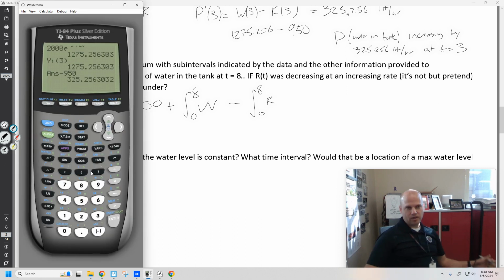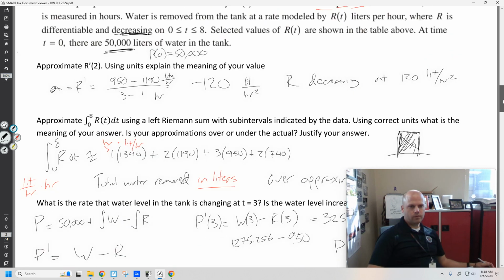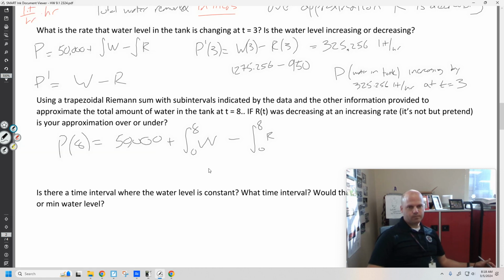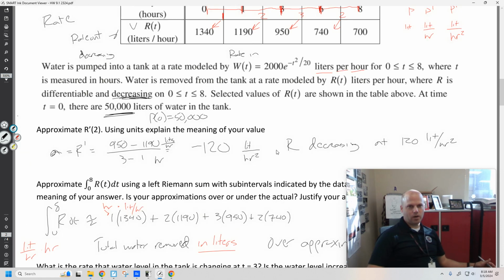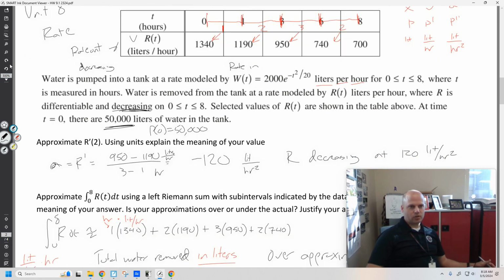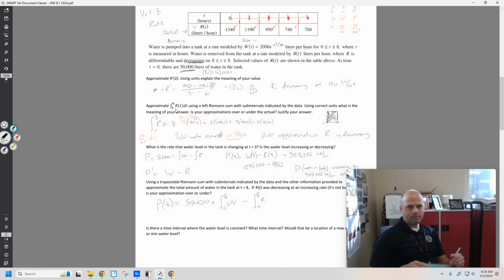This is where having W graphed is helpful because you can just go 0 to 8 of W. You need dx. Okay, is it 50,000 or 5,000? 50,000. Okay, so I got 50,000. I add this much. Now, how much am I subtracting? Well, I got to use a Riemann sum to get this. Let me just zoom out a little bit so I can write it out.